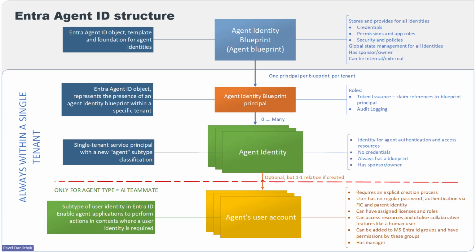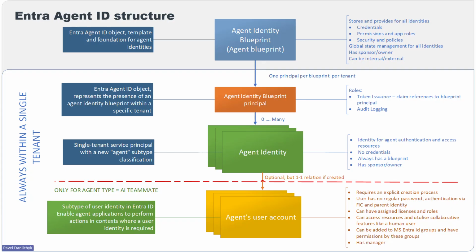Let's start from the top. Agent identity blueprint, what is it? This is an Entra ID object. For us, it's a template and authentication foundation object. This object is responsible for a couple of core things in our agent. The first thing is the credentials. All credentials used by our agent are stored within this blueprint. Our other objects don't have any credentials. They use credentials only from the blueprint.